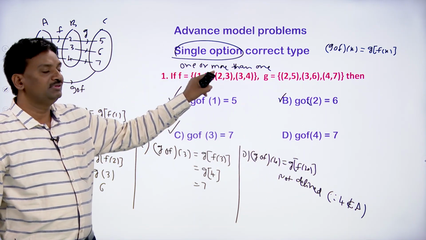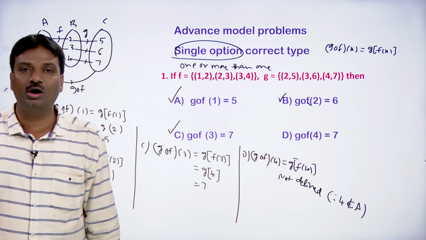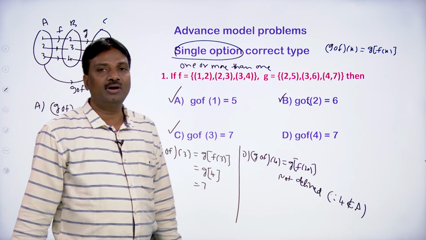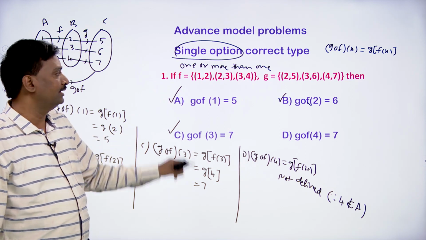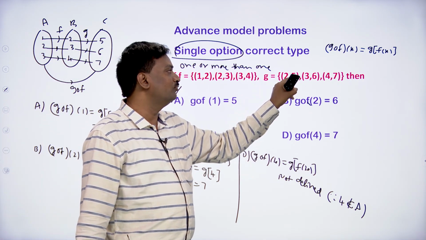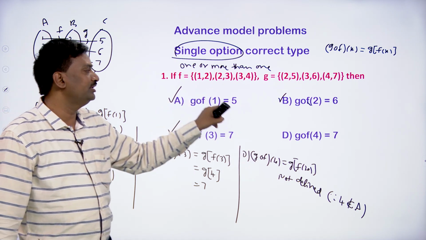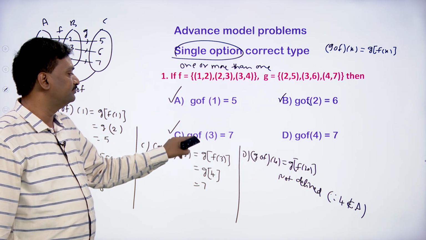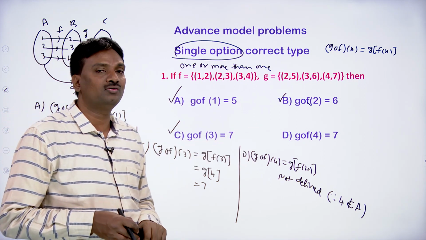So this is a problem related to one or more than one correct option type, not single option correct type. Here according to the problem, we have two functions f and g. The function f is defined as 1 to 2, 2 to 3, 3 to 4, and the function g is defined as 2 to 5, 3 to 6, 4 to 7. Then the options are given as g circle f of 1 equals 5, option B, g circle f of 2 equals 6, option C, g circle f of 3 equals 7, option D, g circle f of 4 equals 7.